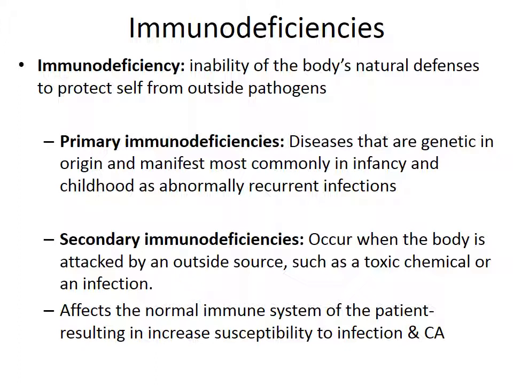Immunodeficiencies. Immunodeficiency is the inability of the body's natural defenses to protect itself from outside pathogens. Primary immunodeficiencies are diseases that are genetic in origin and manifest most commonly in infancy and childhood as abnormally recurrent infections. Secondary immunodeficiencies occur when the body is attacked by an outside source, such as a toxic chemical or an infection, and this affects the normal immune system of the patient, resulting in increased susceptibility to infection and cancer.